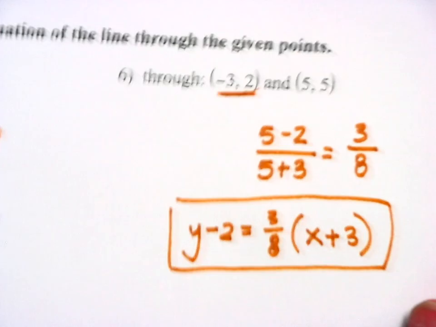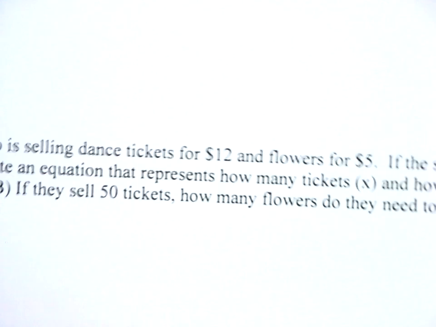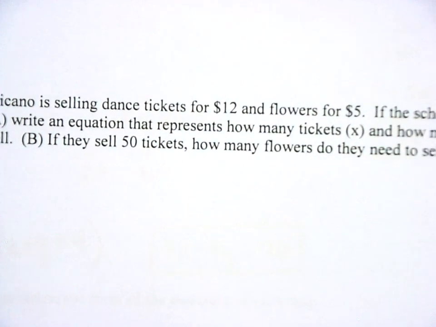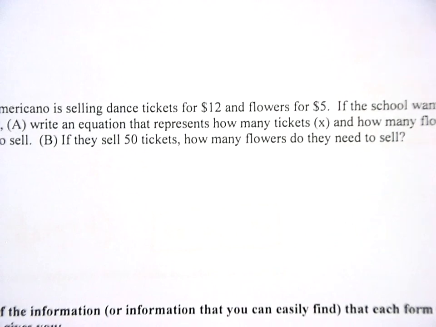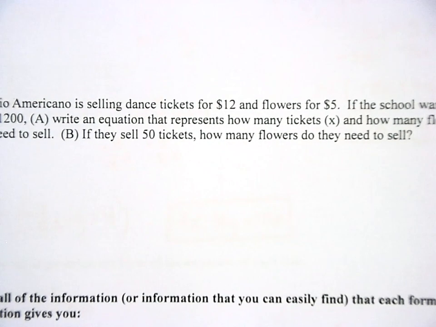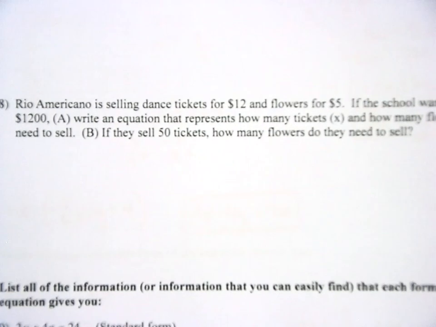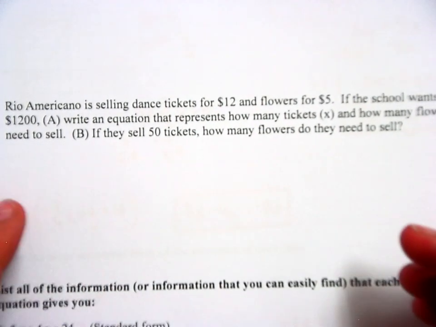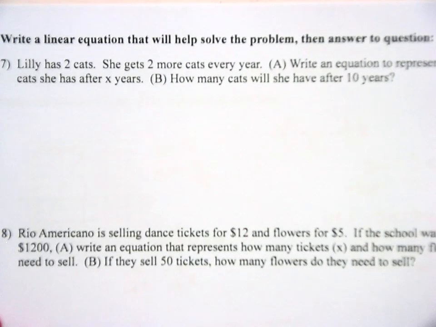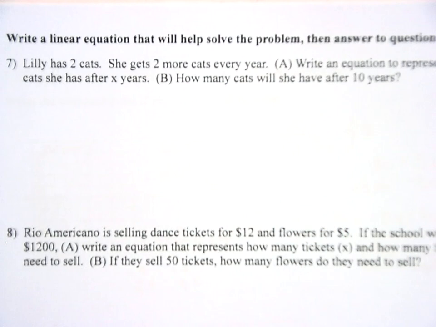Okay, now onto the back side. Let's see what this problem is about, and then we'll write an equation, and we will answer the question. It's a little out of frame here, but hopefully you have the paper with you. It says, oops, that's not the one I want, this one right here. Lily has 2 cats. She gets 2 more cats every year. So she's starting with 2, that's our initial value, and she's getting 2 per year.